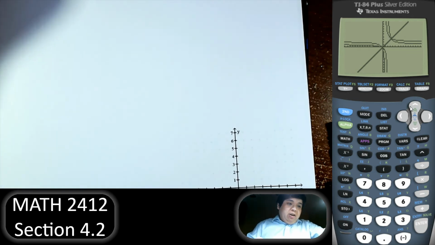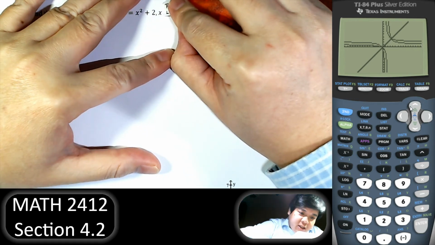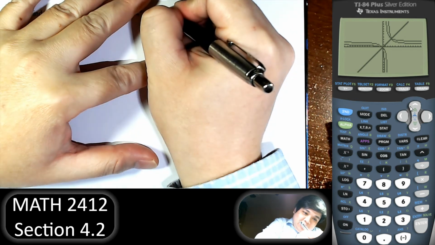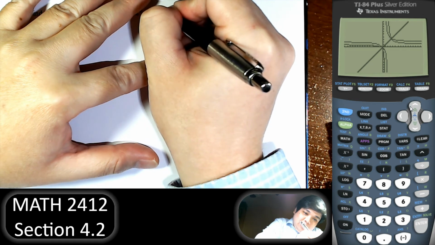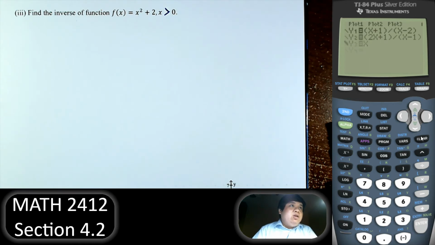Next, I'll find the inverse of the function x squared plus 2 for x greater than x. Oh, there should be a typo. So let's just say for x greater than 0. And you know why is that? Because if we graph the function, I'm just gonna turn this function up when we graph it. Now we clear this function, clear that function. Right, let's graph x squared.